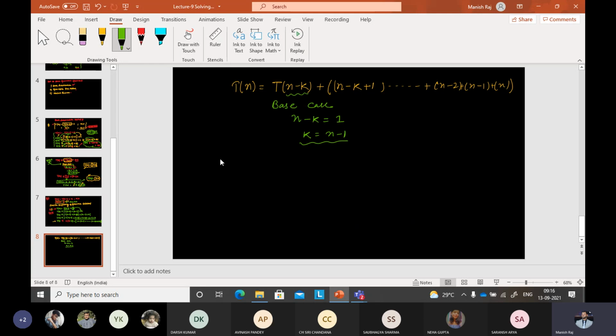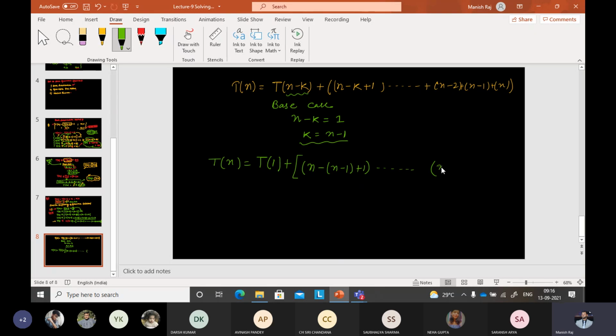So you can see, sir, Tn will be equal to, instead of k minus 1 I can write t1. Okay, at the place of this k, now I can put n minus 1. When I put n minus 1, you can see here n minus 1 plus 1. Okay, here you can put n minus 1. So this will be the same situation.